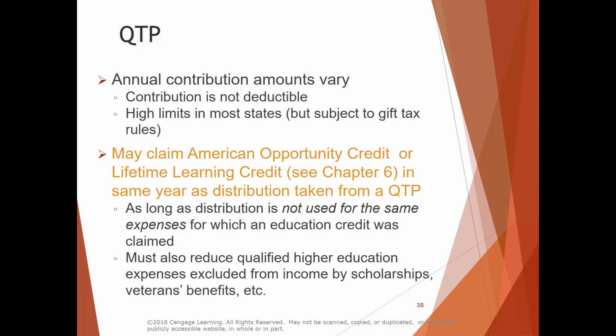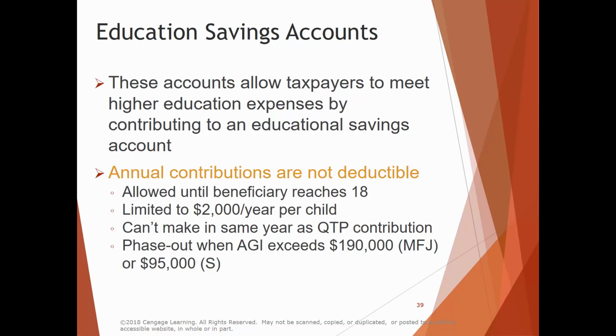And I just said this, you can't use the money from a QTP towards your credits. Then there's this other vehicle. Honestly, I don't know why there's so many vehicles. This is where people start to glaze over, right? Why can't we just have one way to save for college? Do we need 4 ways? There's 4 different ways. Okay, so let me just identify the benefits.